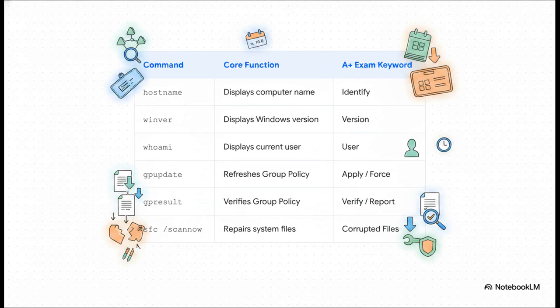You see, identify a computer, think hostname, version, winver, user, whoami. If the question says apply or force a policy, that's GP update. If it says verify or report on a policy, it's GP result. And if you see the words corrupted files, you know the answer is sfc/scannow. These keywords are your ticket to getting the right answer fast.